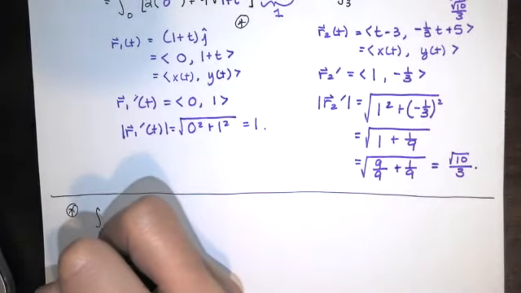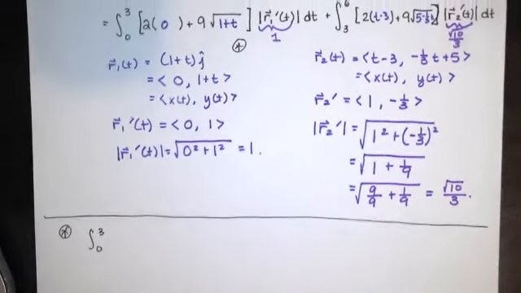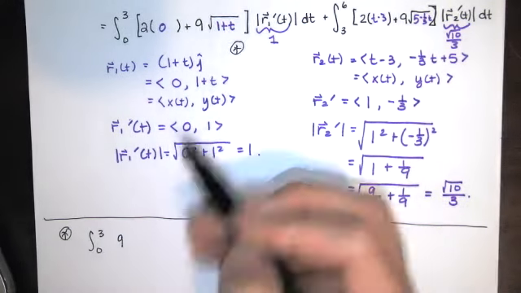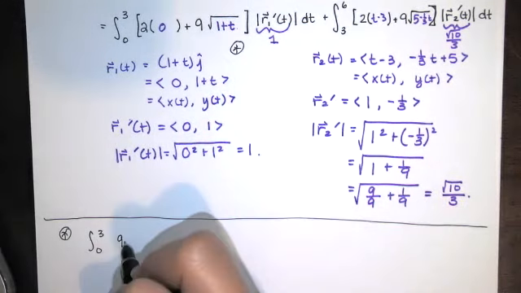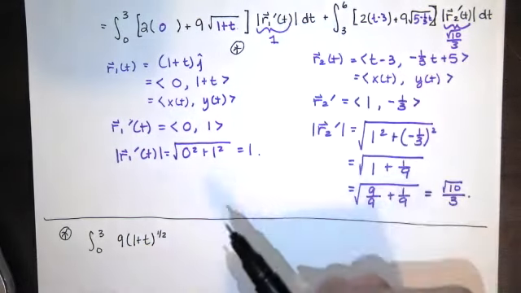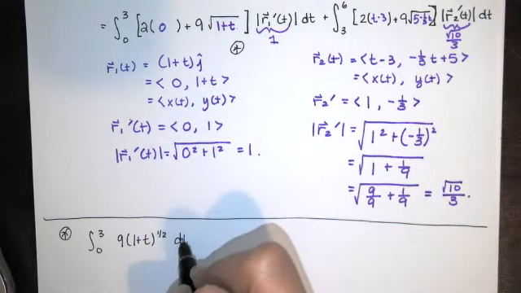So we've got the integral from 0 to 3 of 2 times 0, which is 0, of course, plus 9 times the square root of t plus 1. I'll write that as t plus 1 to the 1/2. And this magnitude happened to be 1. So we've got 1 times dt there.